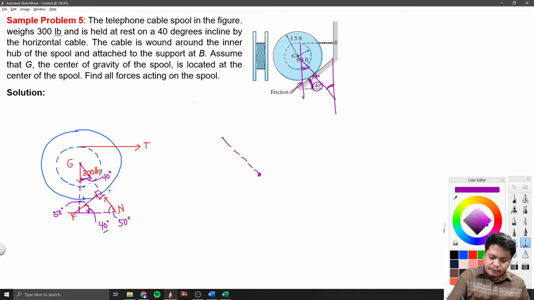Ito yung aking point A. So, this is the point A. This is the point G. Somewhere here, meron akong force doon na T. And this is around 0.8 feet. Okay? And then dito, meron akong 300 pounds.